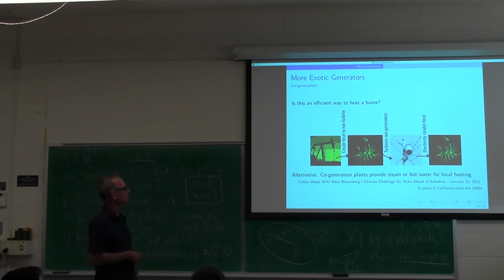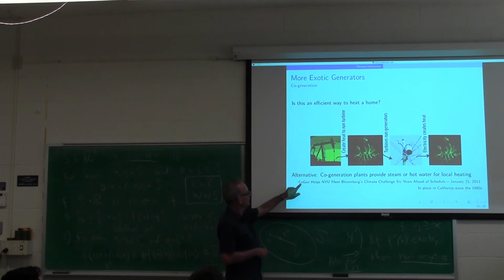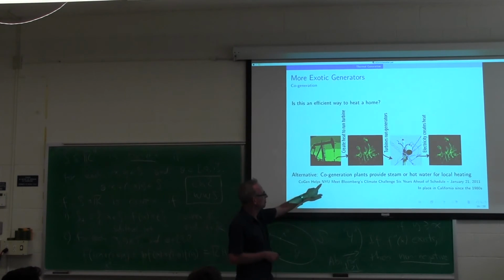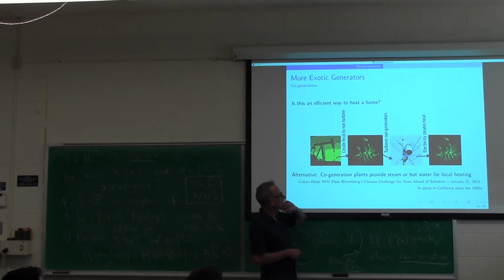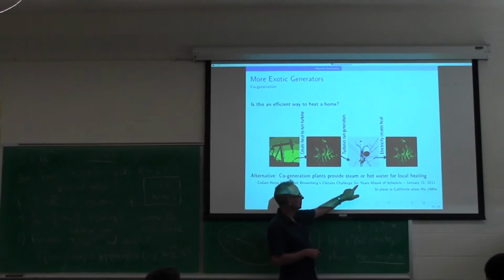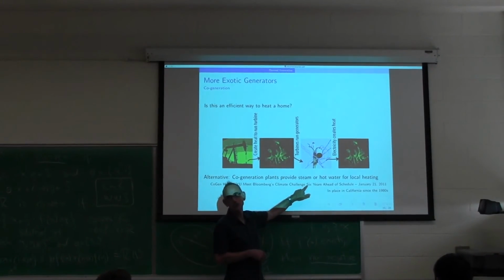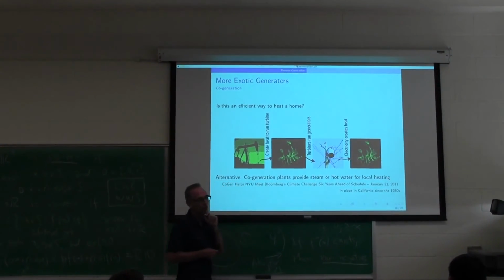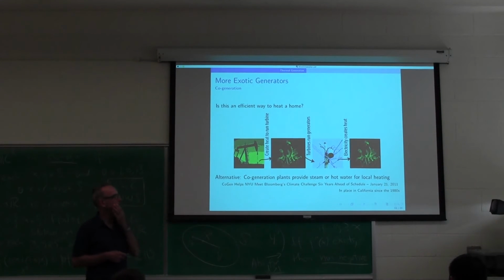This funny article: Cogeneration helps New York University meet Bloomberg's climate challenge 6 years ahead of schedule. Basically, New York University did just this, creating district hot water from a cogen plant, and they claimed it was incredible savings in fuel. It's been in place in California forever, and it's being used more and more.